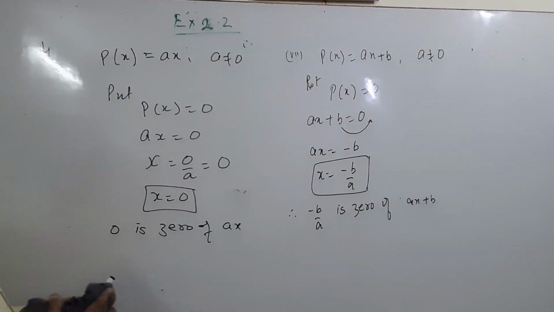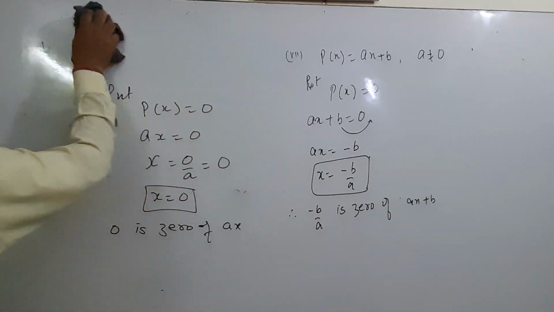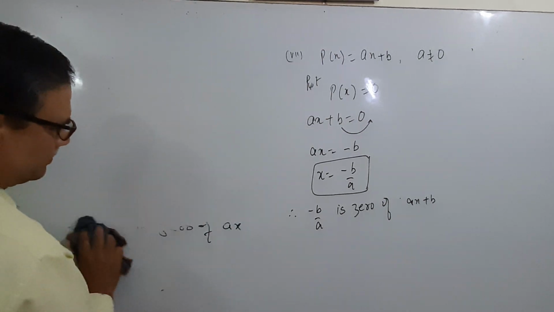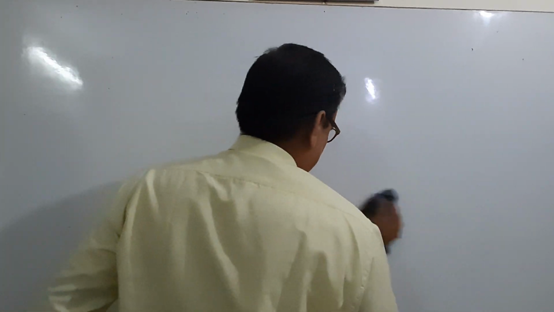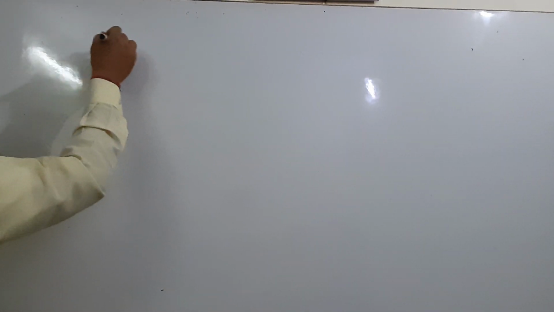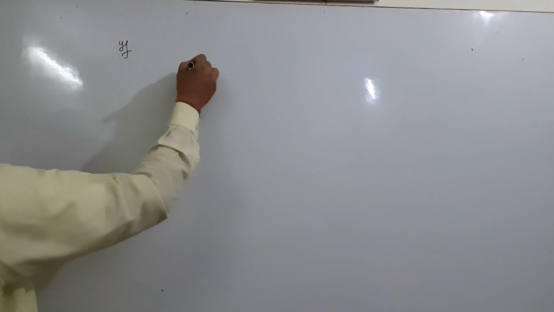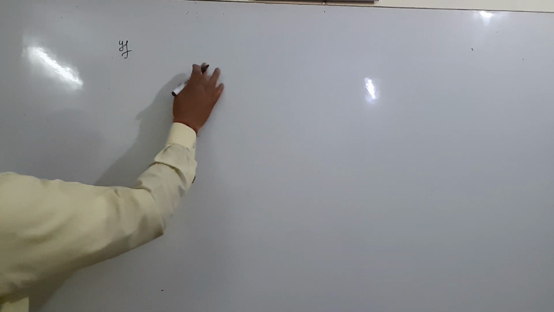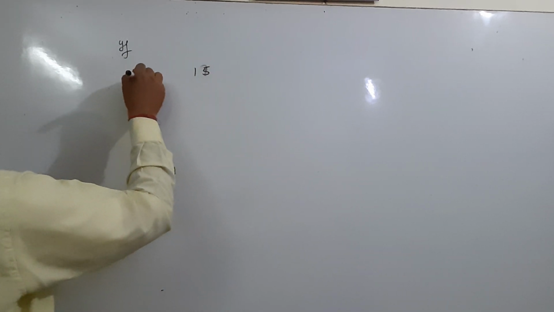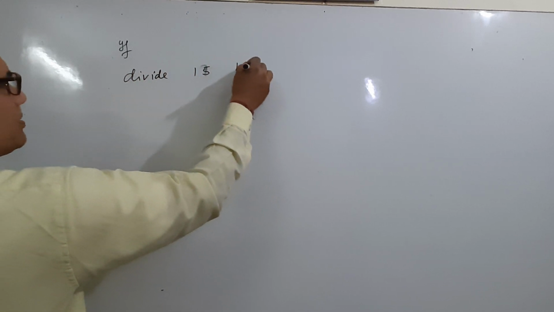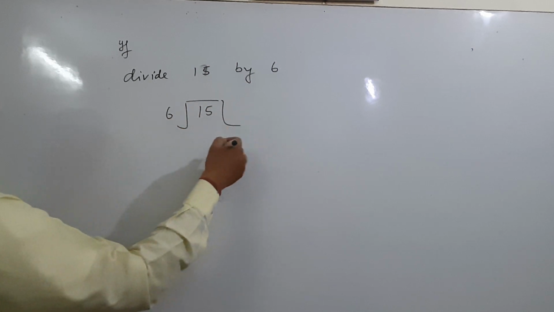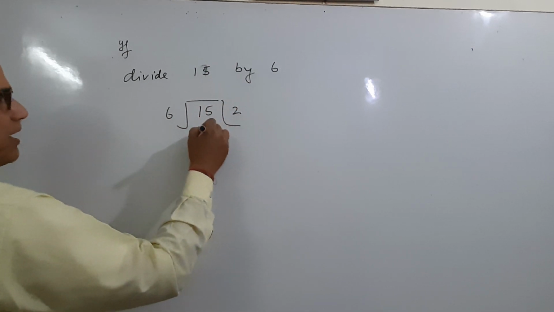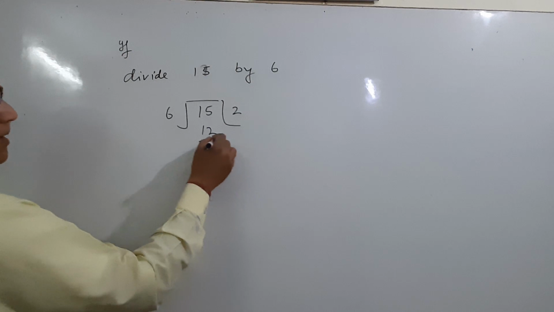Now we will move to the next topic. Before starting, I want to ask one point. First, if we divide 15 by 6, what do we do? 15 divided by 6, and I think you know it very well, 6 twos are 12, and the remainder is 3.